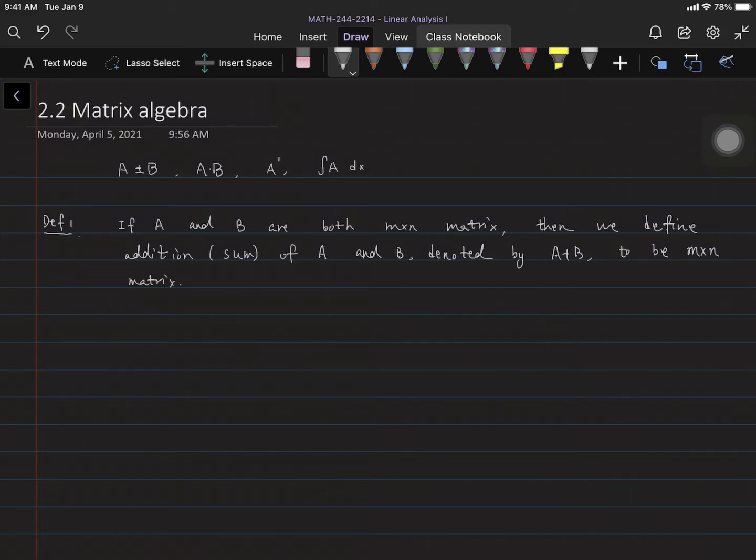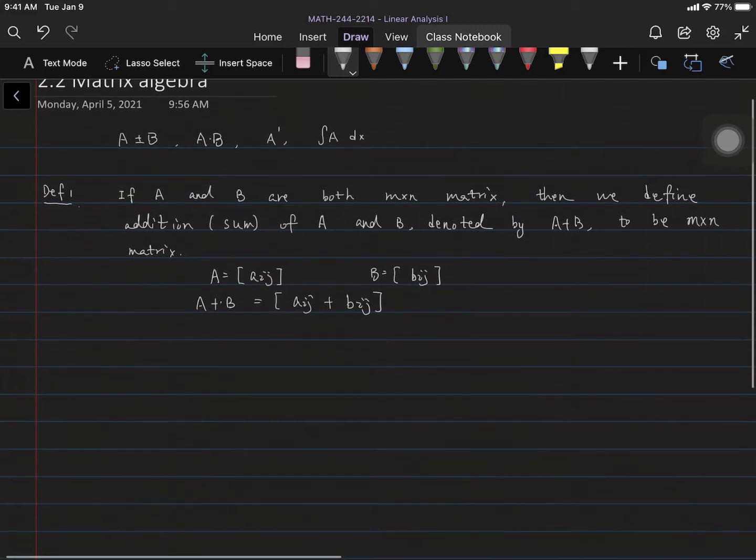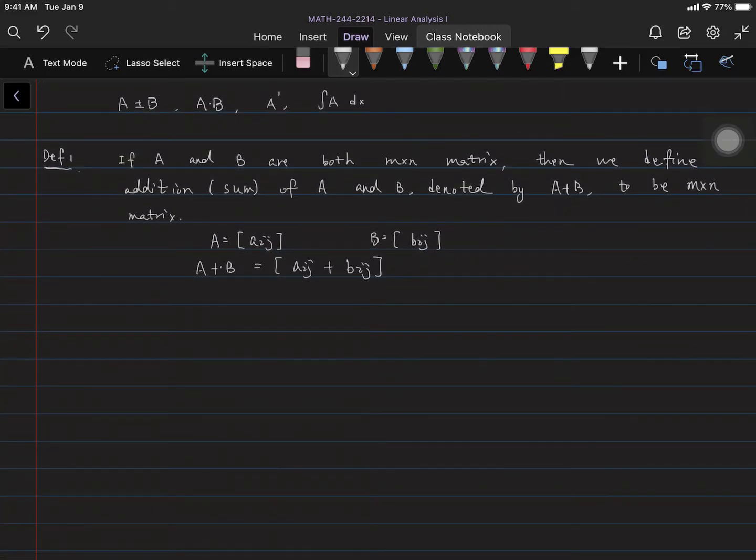So I'm just going to give you the formula here. If A matrix is given by Aij and B is given by Bij, then the sum A plus B is just Aij plus Bij. That means the elements of A plus B are just the sum of the corresponding elements in A and B. Okay, so we can take a look at the example. It's pretty easy. Just add corresponding elements.